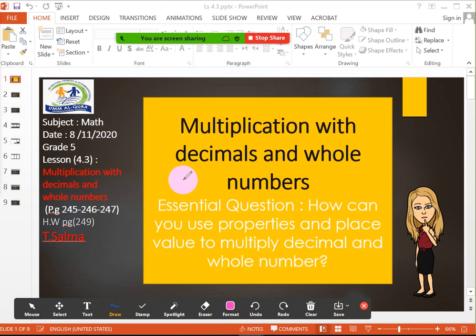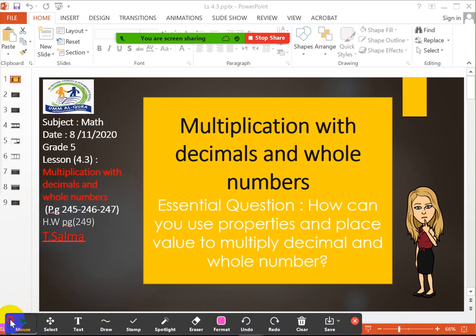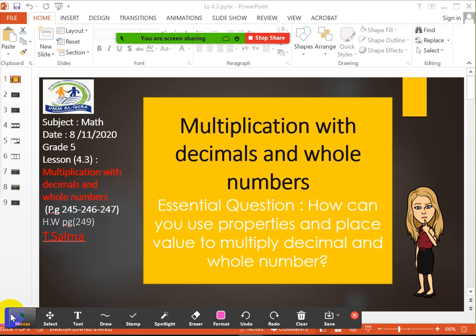So girls, today our lesson is multiplication with decimals and whole numbers. Today we will start with multiplication between decimals. You know, we talked about how to do addition and subtraction between two decimals. Now we will start with multiplying decimals with whole numbers.